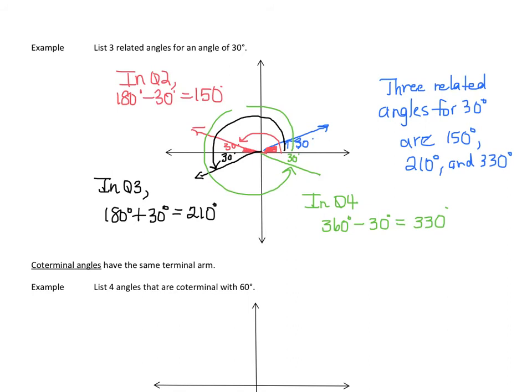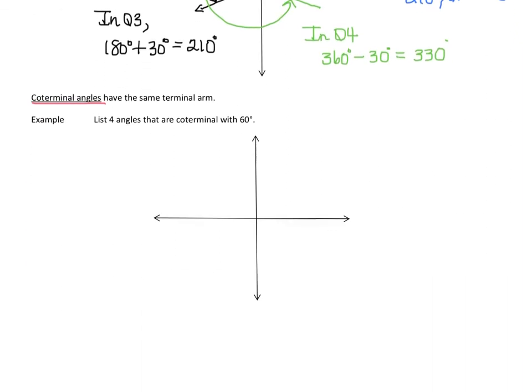Now, the last idea we're going to review in this lesson before you do some practice questions is the idea of coterminal angles. Okay, coterminal angles have the same terminal arm. So the question says list 4 angles that are coterminal with 60 degrees. So not just related to 60 degrees, but coterminal with 60 degrees. Now, a 60-degree angle has its terminal arm in quadrant 1.